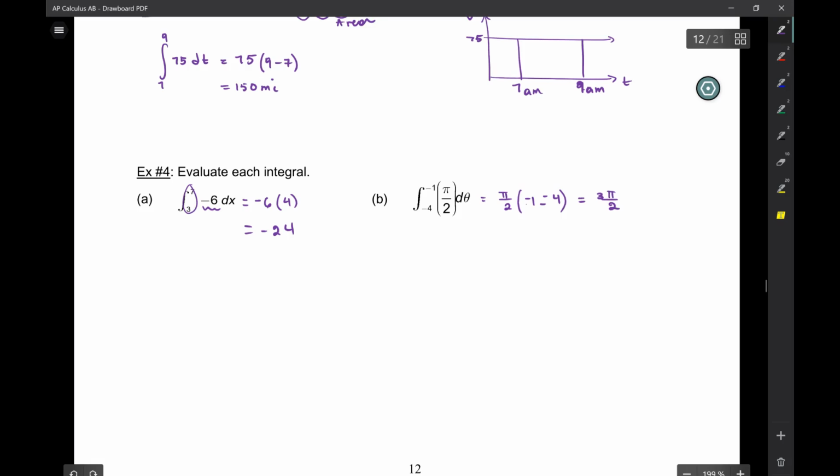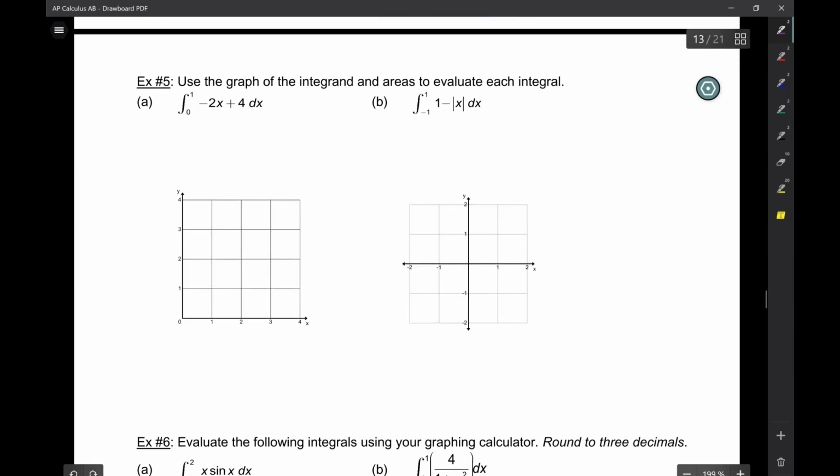Should we put in more steps here or we go? Okay, let's see. So this is pi over 2 times 3, which is 3 pi over 2. 3 pi over 2 is much better.